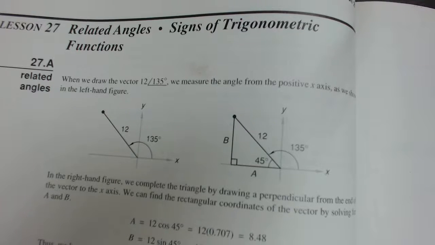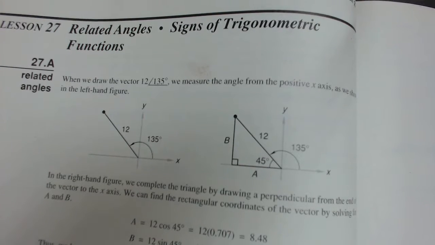Advanced Math Lesson 27, Related Angles and Signs of Trigonometric Functions. So when we talk about related angles, this is something that we've kind of been dancing around, a concept that we've already talked about as far as polar coordinates and trigonometric problems like our blimp problems.